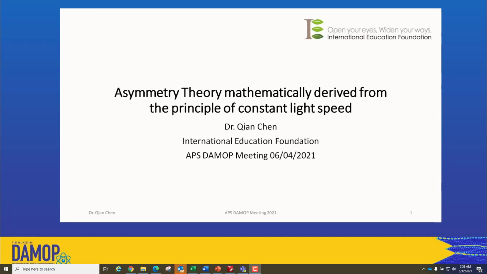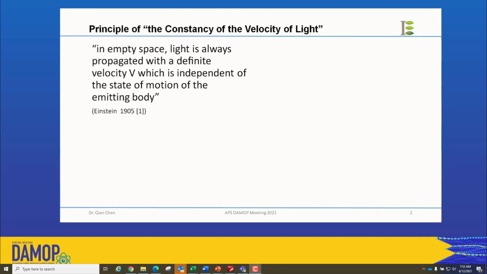I'm here to present the asymmetry theory mathematically derived from the principle of constant light speed. The only starting point of this theory is the principle of the constancy of the velocity of light. I think everyone is familiar with this principle.